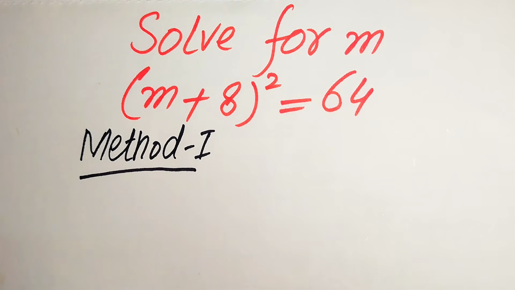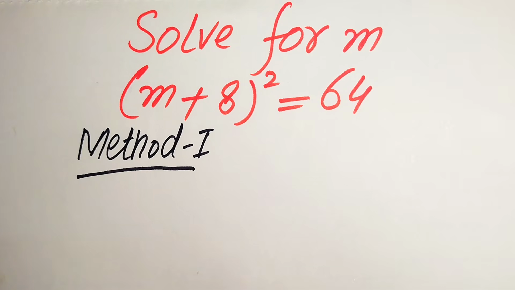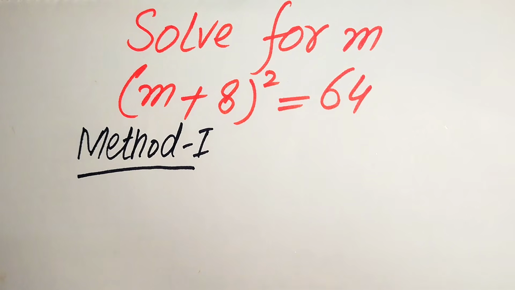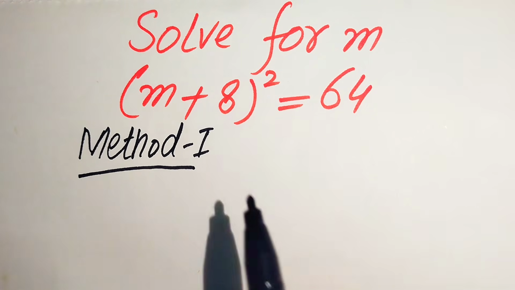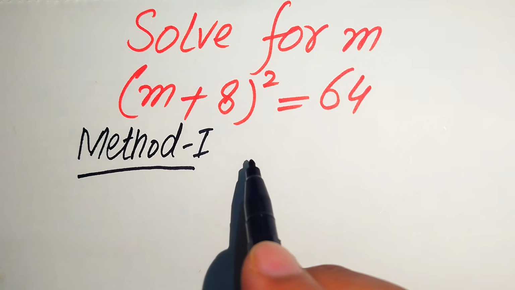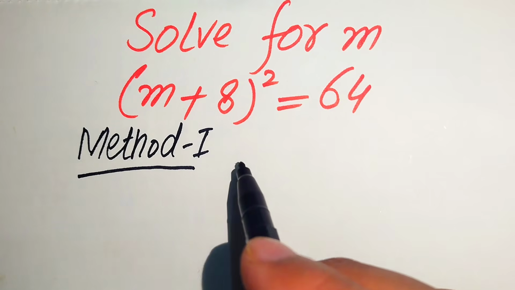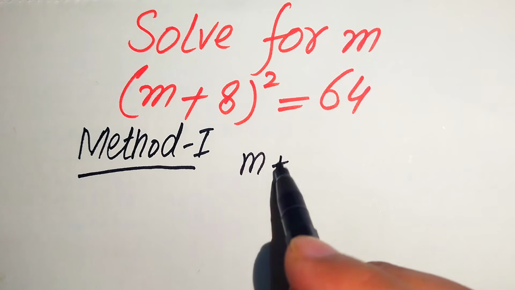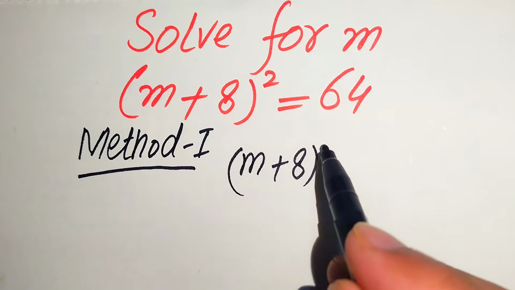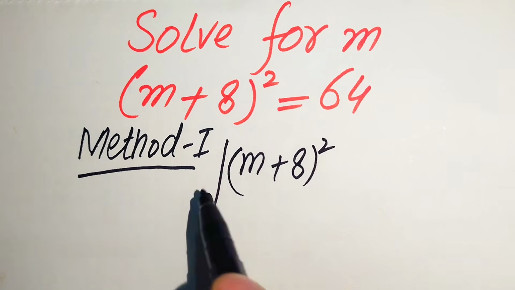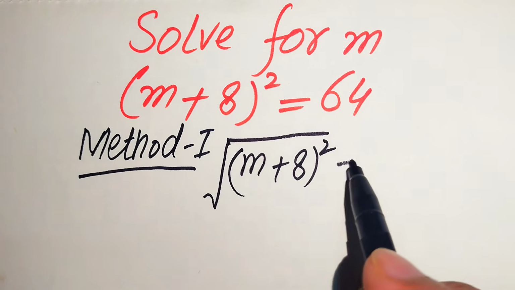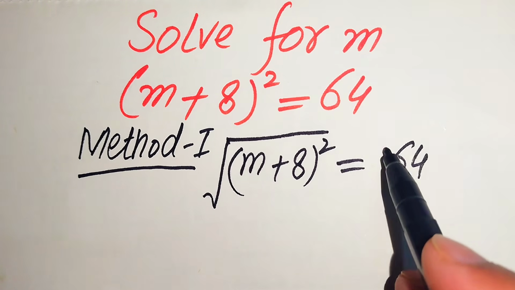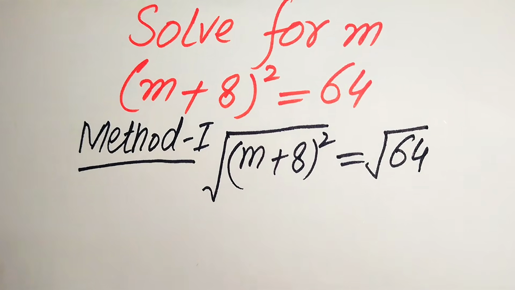And now we move towards the solution of this problem from the first method. In the first method we just use the radical technique to solve this problem. It means that we apply square root on both sides of this equation. So when we apply square root, it will be written in this form: the square root of (m + 8)² is equal to the square root of 64.